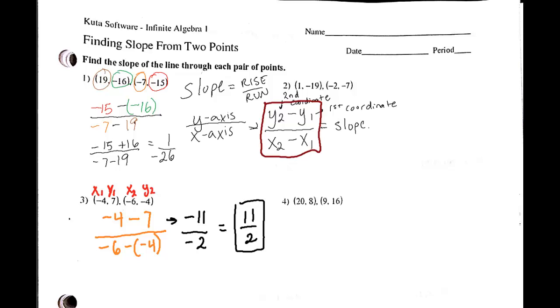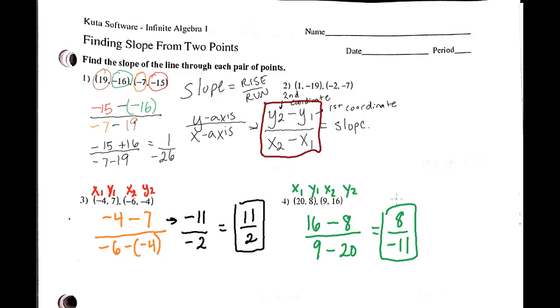Let's do one last example. So this is the first coordinate, so x1, 20, is the x value of the first coordinate, y1, 8, is the y value of the first coordinate, 9 is the x value of the second, and 16 is the y value of the second coordinate. So y2 is 16 minus y1 is 8 over x2, which is 9, minus x1, which is 20. So 16 minus 8 is 8, and 9 minus 20 is negative 11. This is already simplified, so our slope is 8 over negative 11.